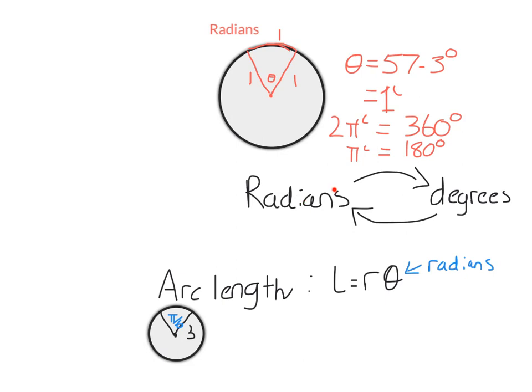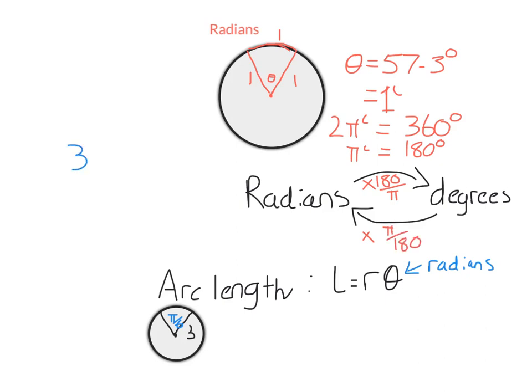So if I'm in radians and I want to go to degrees, all I do is times by 180 over pi. In a sense, you're timesing by 57.3 degrees. This number here is 180 over pi. If you want to go degrees to radians, you just do the opposite. You times by pi over 180.